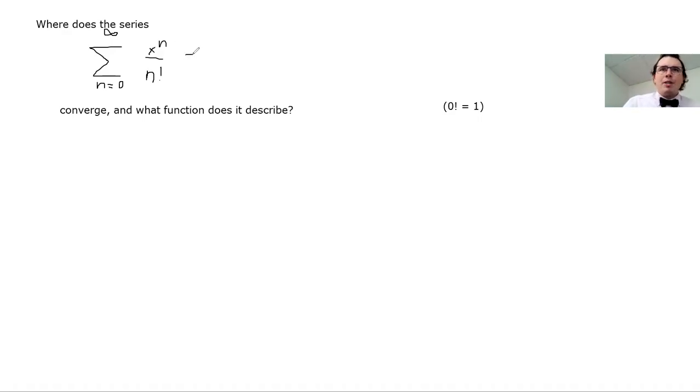So what does this series look like to begin with? N equals 0. I'll have x to the power 0 divided by 0 factorial. That's just a 1. N equals 1. I'll have x to the power 1 divided by 1 factorial. Okay, nothing special there. N equals 2. I will have x squared divided by 2 factorial, which is 2. N equals 3. I'll have x cubed divided by 3 factorial, which is 6.